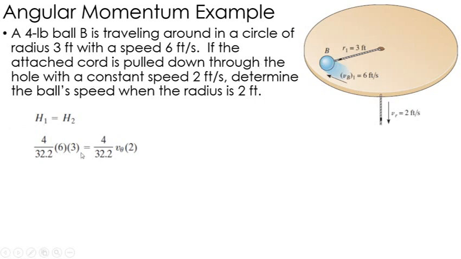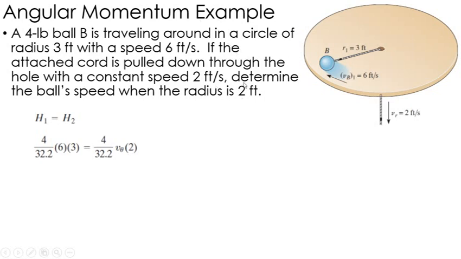So my initial angular momentum is the mass of the ball, which is 4 pounds divided by 32.2, times 6 feet per second. That's my linear momentum. I take that times the radius, which is 3 feet. So again, mvr, or r cross mv, or however you want to think about that. It's linear momentum times the distance of the circle.